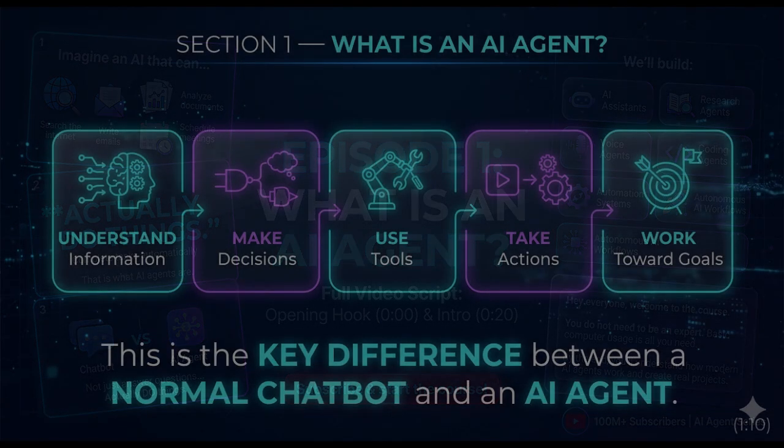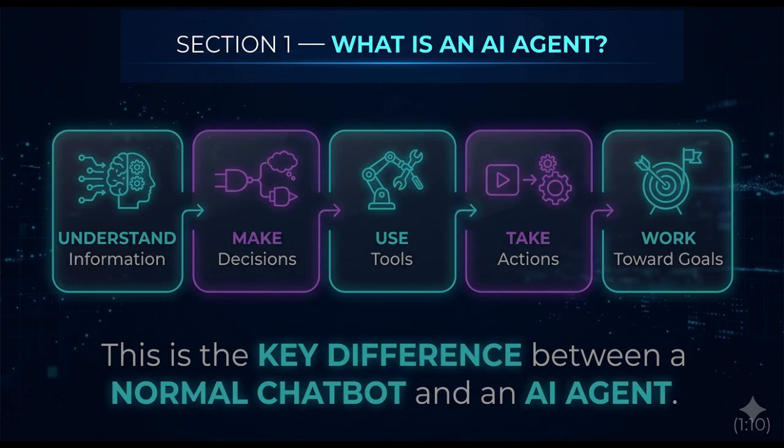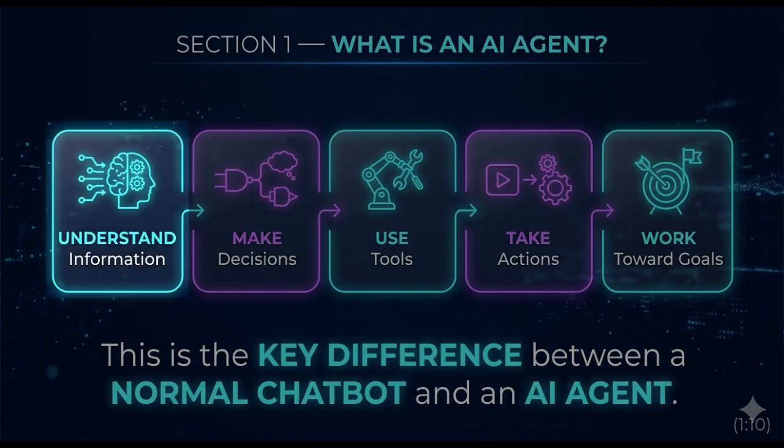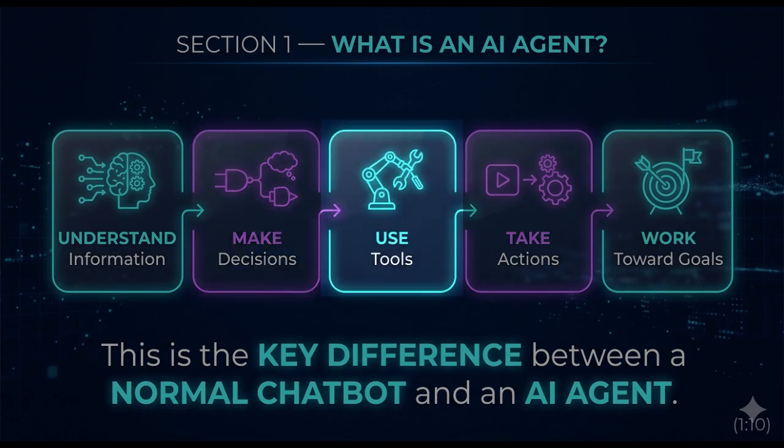What is an AI agent? So first, what exactly is an AI agent? A simple definition is this. An AI agent is a system that can understand information, make decisions, use tools, take actions, and work toward goals. This is the key difference between a normal chatbot and an AI agent.